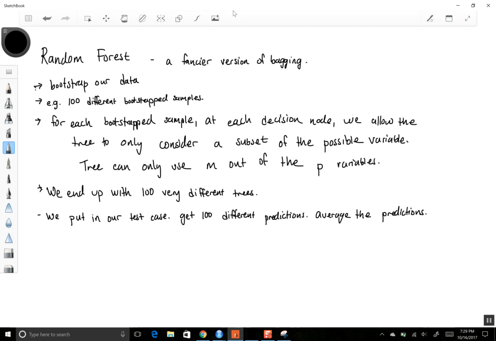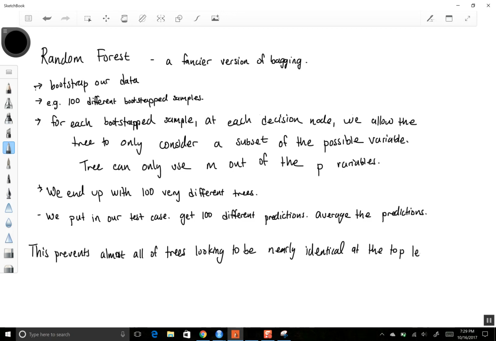So this prevents almost all of our trees from looking nearly identical at the top levels, if our data has certain variables that are strong predictors.